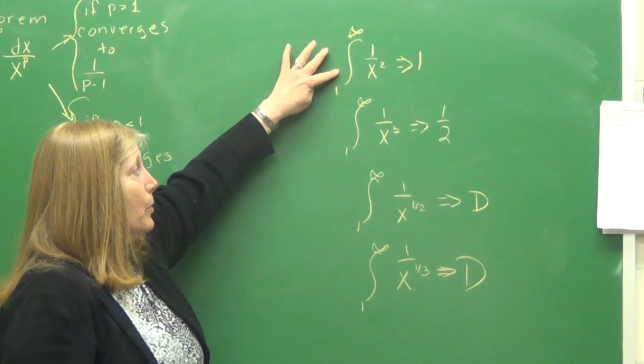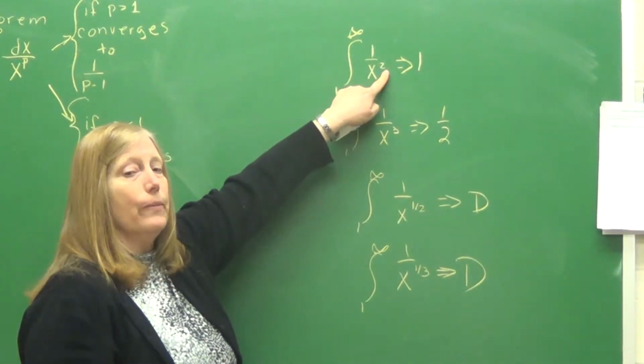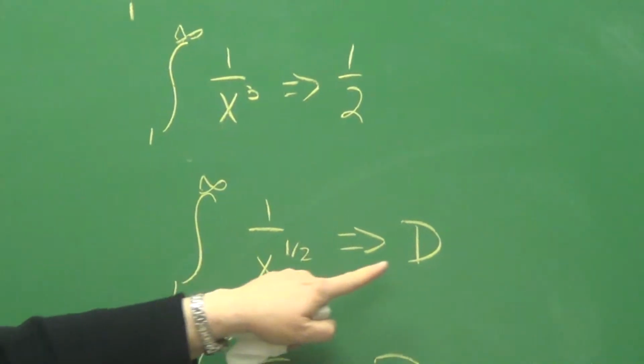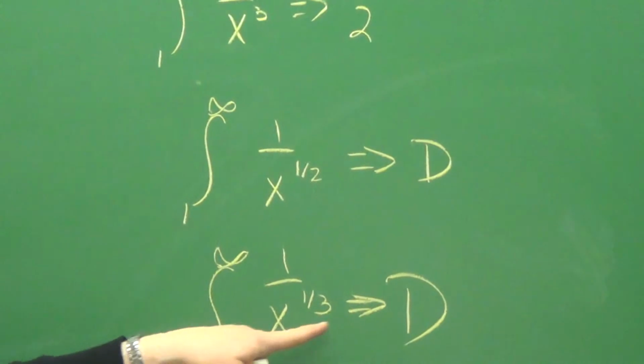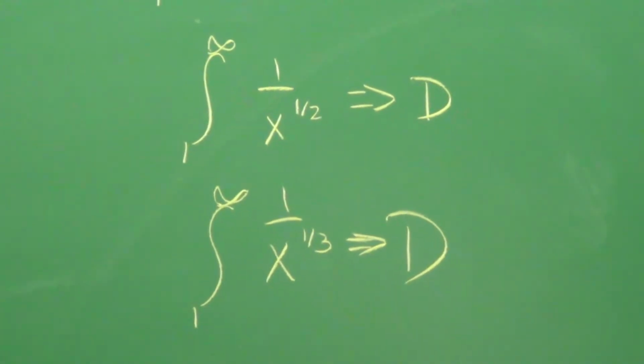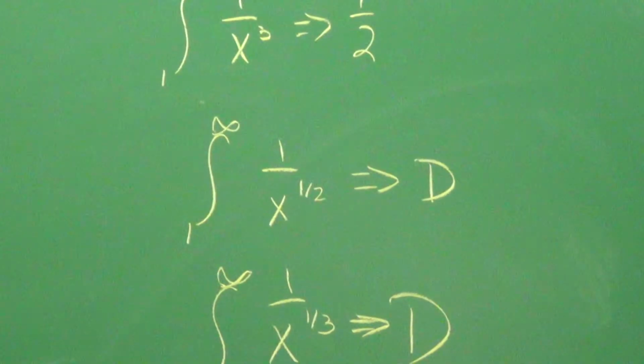We found that this one, when p was 2, converged to 1. When p was 3, it converged to 1/2. When p was 1/2, it diverged. And when p was 1/3, it also diverged. So we have made this conclusion.